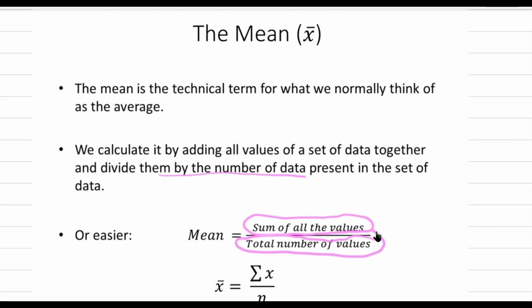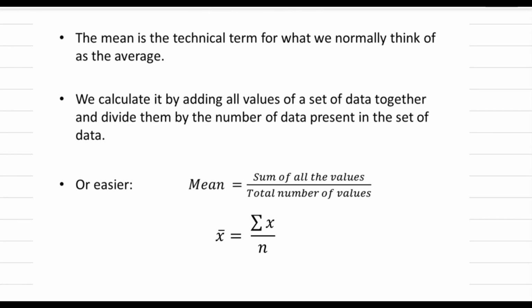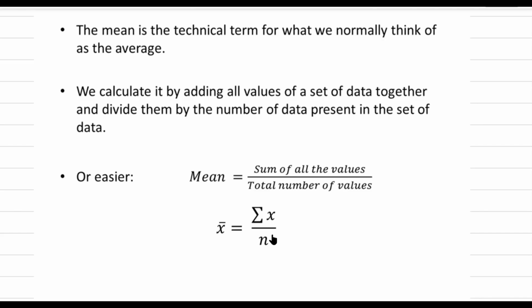And this can be written as x bar. So x bar is the mean. So remember, the mean can be abbreviated as x bar equals the summation of all data. So this symbol here means summation of all data. X means the data, divided by how many data you have. So this is n. So this is the mathematical equation to calculate the mean.